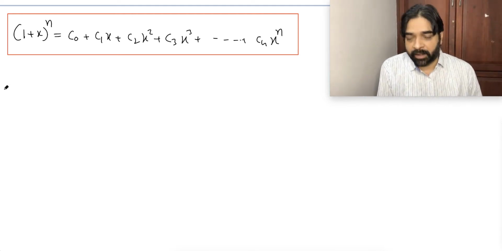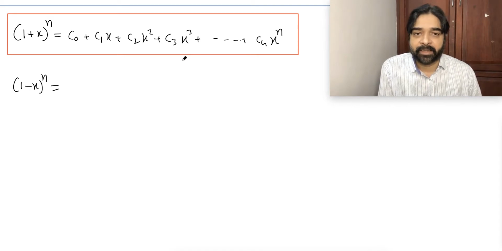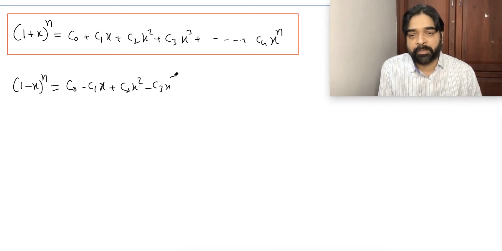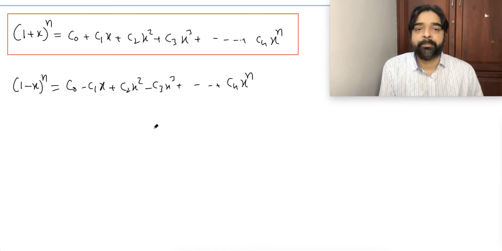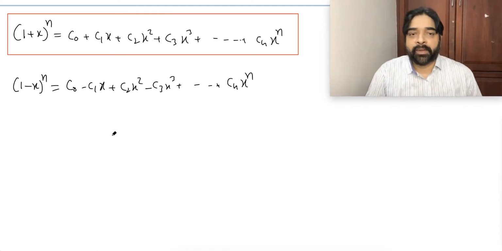Right? In the same way, if I ask you (1 - x)^n, you have to use the same formula. The only thing is that x will be replaced by minus x. So what will come? nC0 - nC1 x + nC2 x² - nC3 x³ + so on, nCn x^n. Understood?